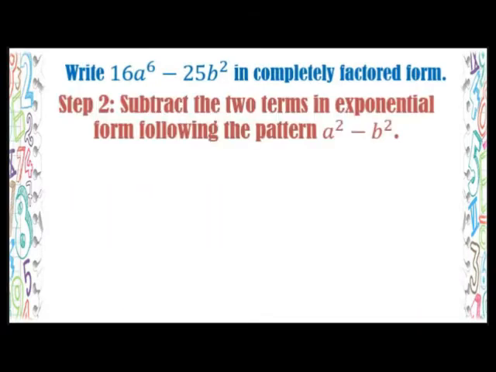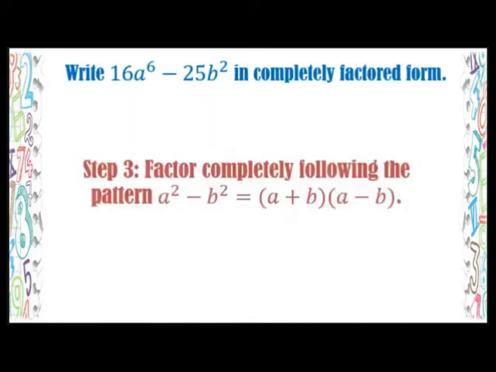Step 2. Subtract the two terms in exponential form following the pattern a squared minus b squared. So this is a squared minus b squared from step 1. So we have the square of 4a cubed minus the square of 5b.